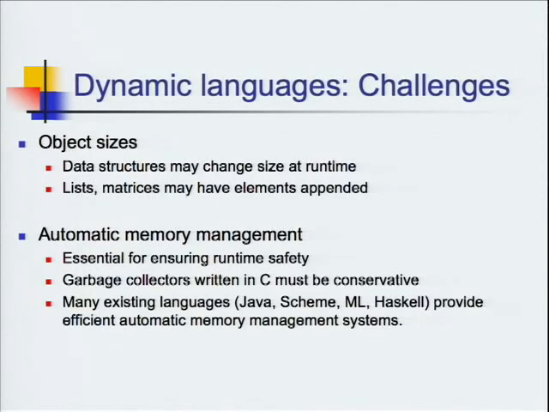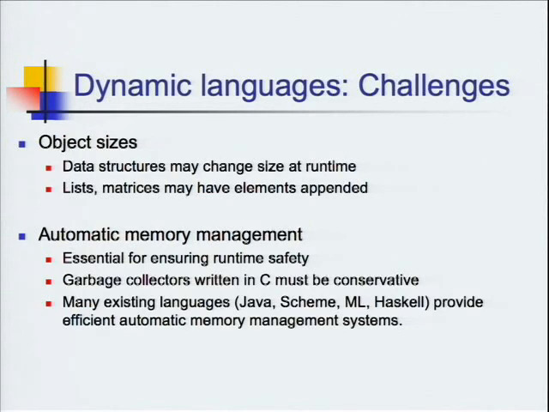Other problems with dynamic languages: object sizes can change. So if you want to infer, say, something about a matrix or an array, you not only have to infer its type, but also the size, or what kind of elements it contains, and the size of that array, the length of that array, or the size of the matrix. List matrices may have elements appended dynamically.